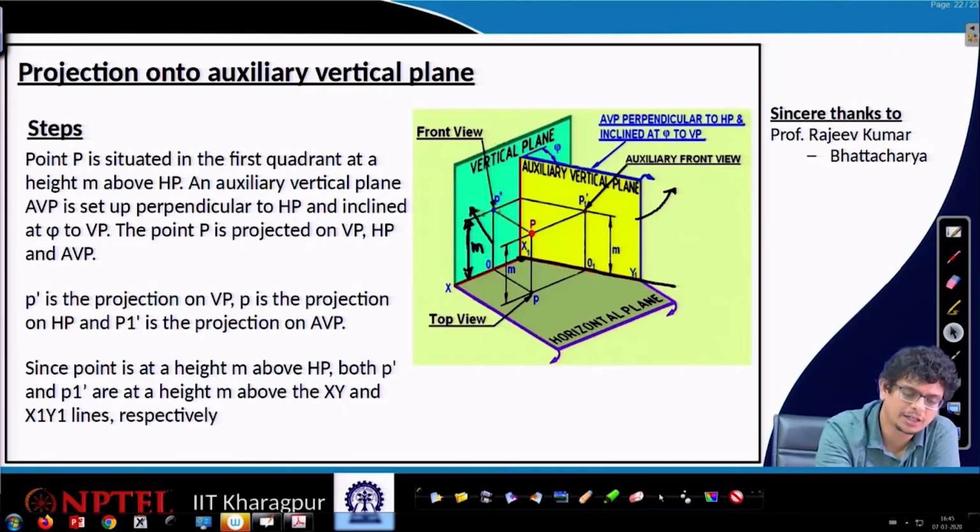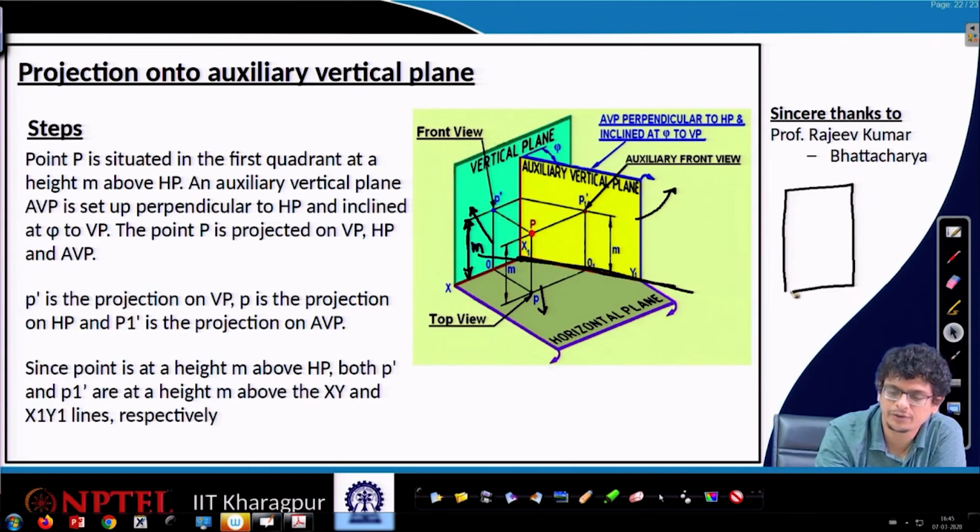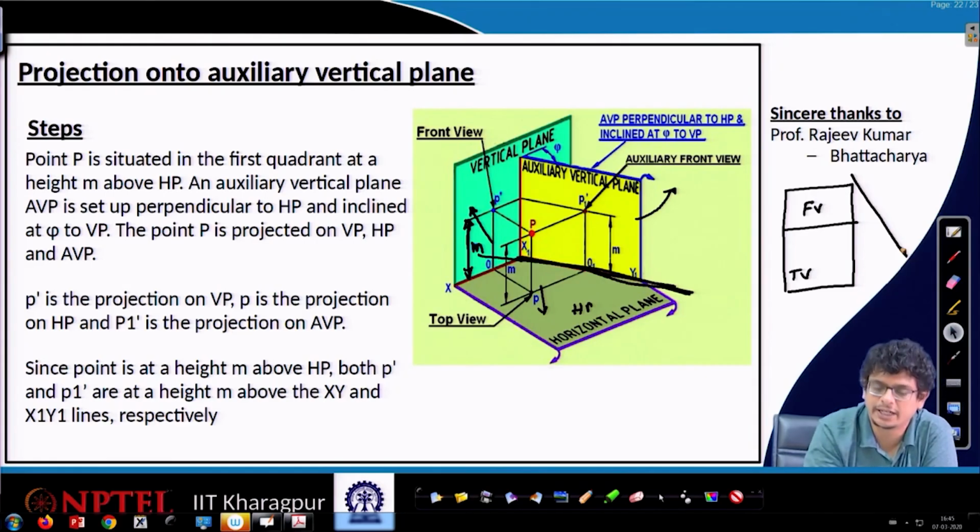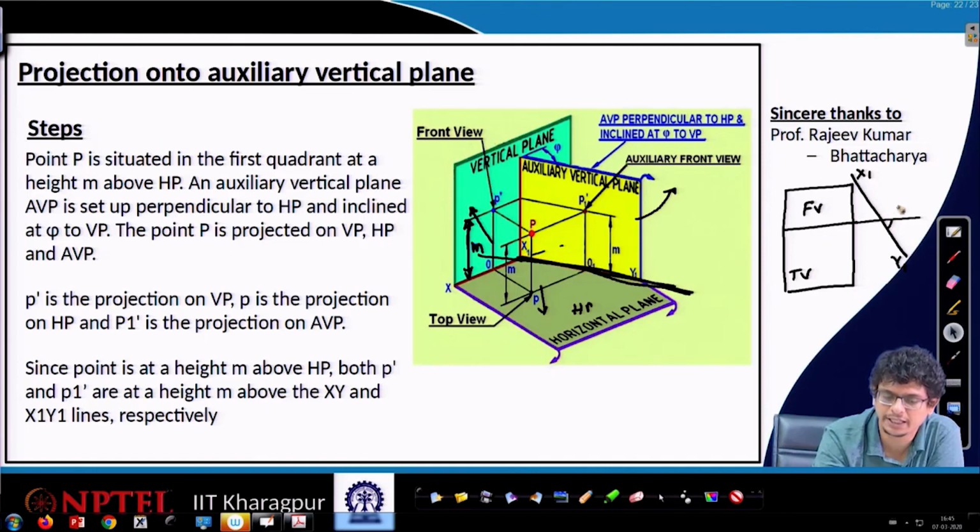The front view is always that, the top view is always there. If we are redrawing the views, this is the front view, this is the top view. This line x1 is making an inclination angle with the horizontal plane. So, somewhere here we make such kind of x1 y1 plane. This is anyway making an angle with respect to this horizontal line. So, this is the angle we are calling the phi angle.